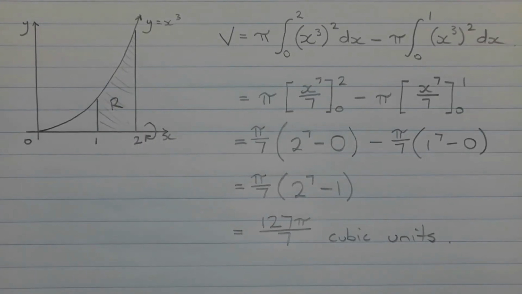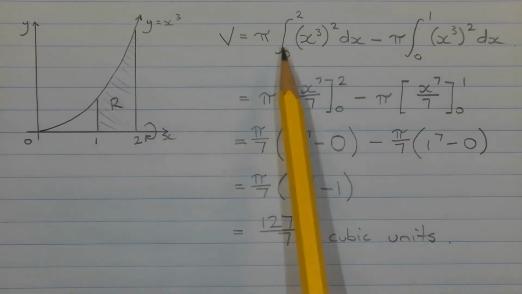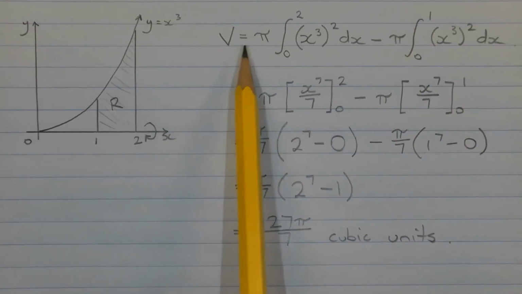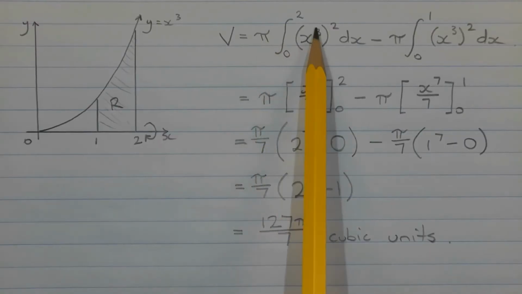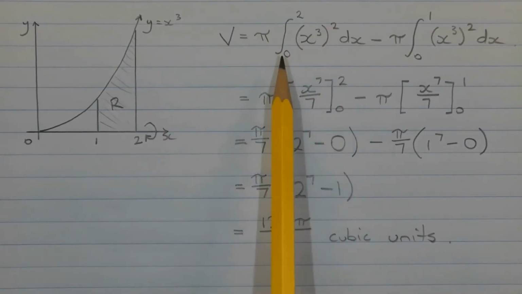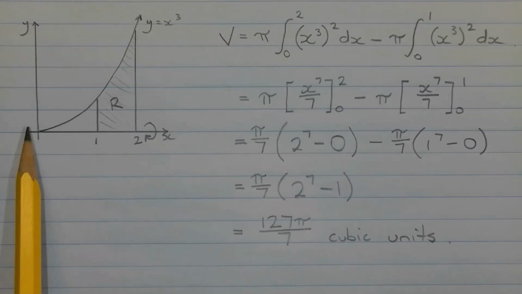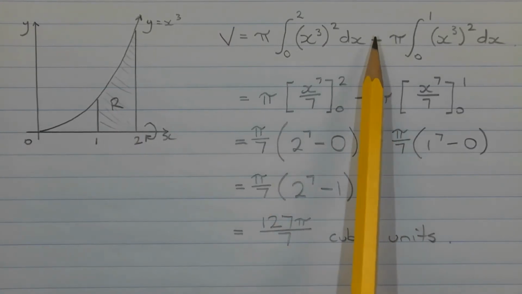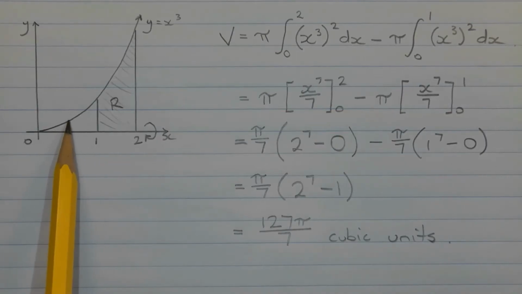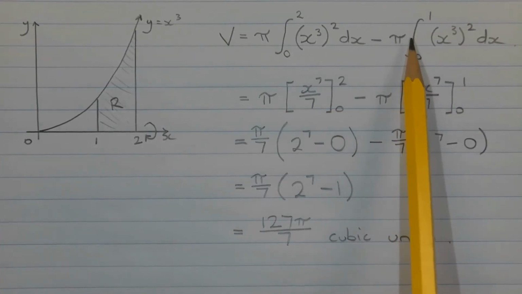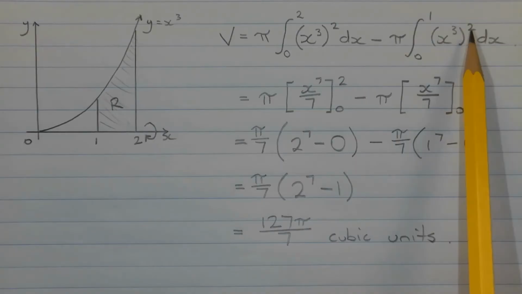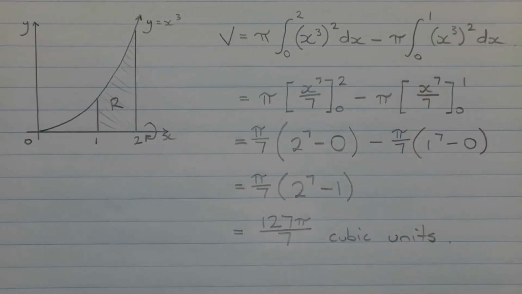So in effect, we're finding a composite volume. And the expression is formed like this. So the volume is pi times the integral of x cubed in brackets squared dx from x equals 0 to x equals 2. That's the large volume from x equals 0 to x equals 2. And we're subtracting from that the smaller volume. That's this volume here. That's pi times the integral of x cubed in brackets squared dx from x equals 0 to x equals 1.